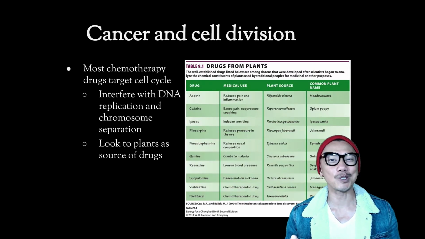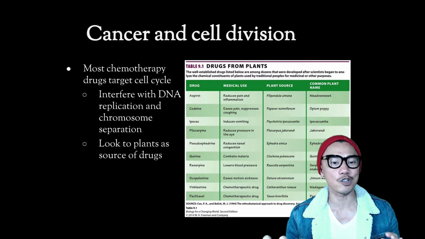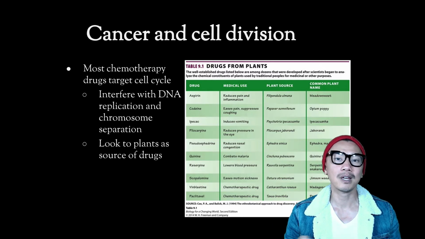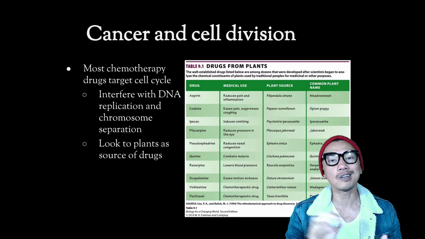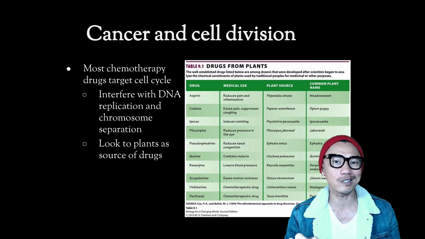Most chemotherapy drugs, like Taxol, target the cell cycle and cell division. They'll interfere with DNA replication and/or chromosome separation. These chemotherapy drugs can avoid attacking normal cells by targeting the characteristics of dividing cells.